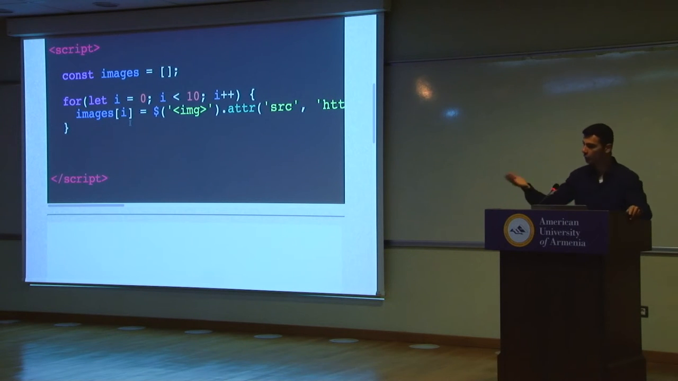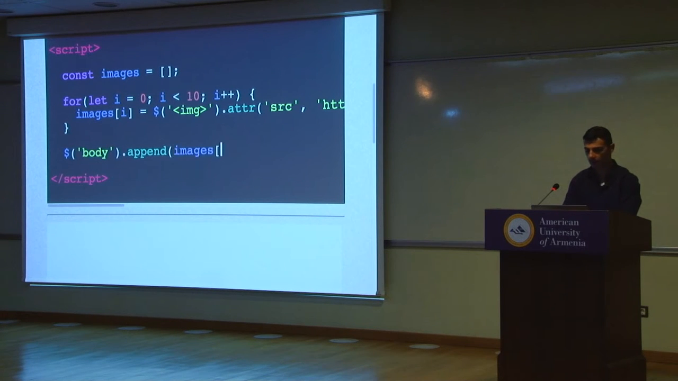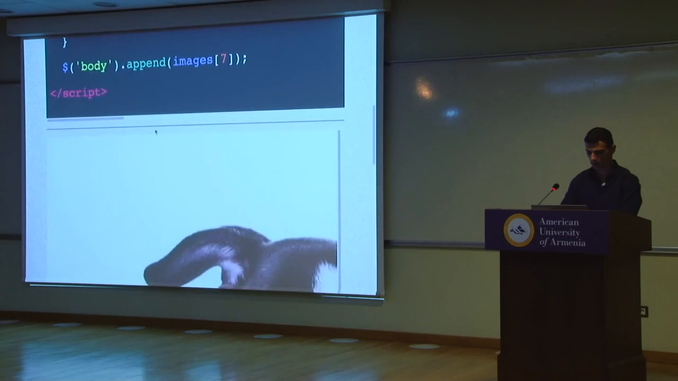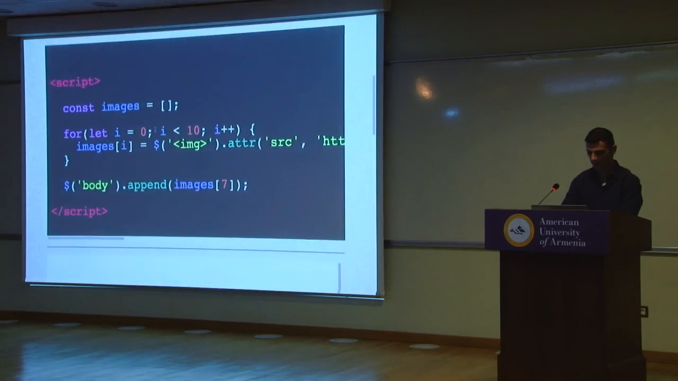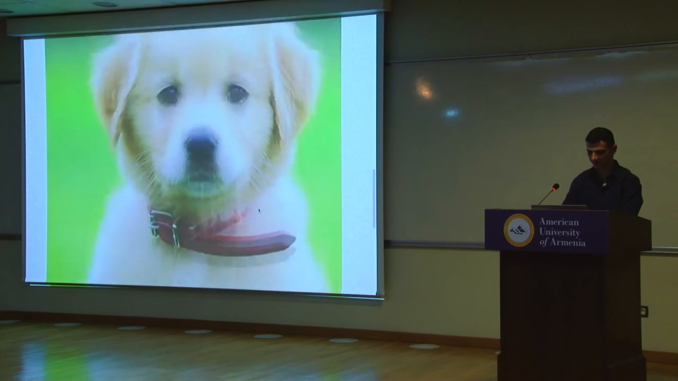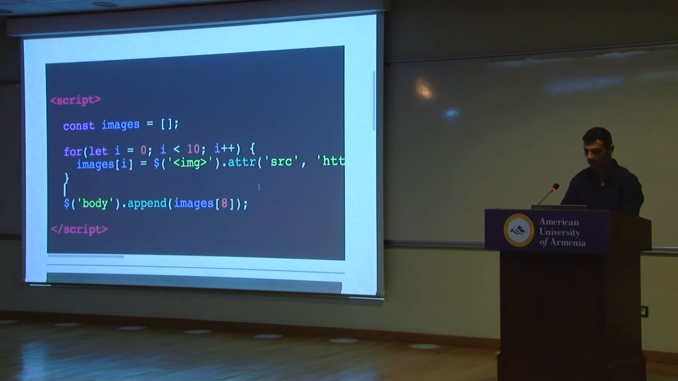Now, the question was, suppose I wanted to add, say, the 8th image. So I do body.append(images[7]), since the 8th would be index 7, right? Yeah, there it is. Oh, look, that's a different puppy. I think at the 8th is when we get this one. Love these guys.